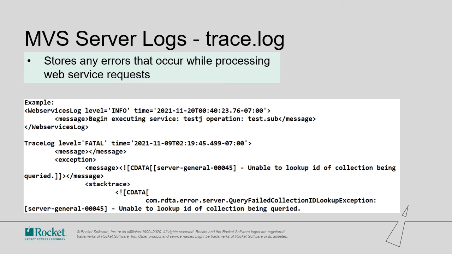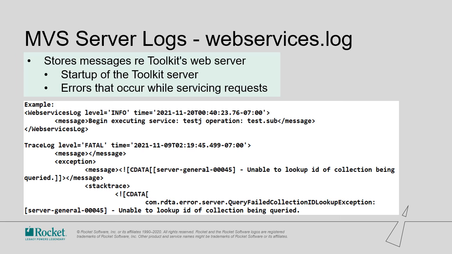The trace log contains entries related to errors that happen when the server is processing web service requests. This is probably the first log to check if you're getting request failures. The other really good place to look for errors is the web services log. This log stores several kinds of entries about the server, including problems that happen when the server is starting and errors that occur while the server is trying to process requests, much like the trace log mentioned above.